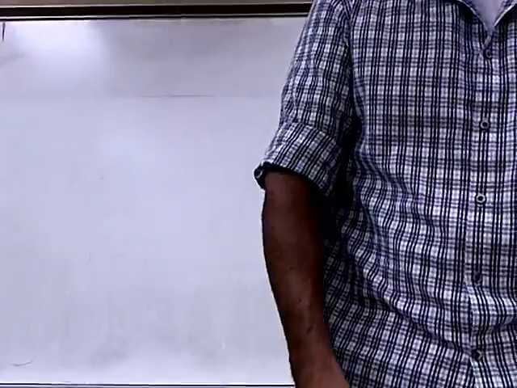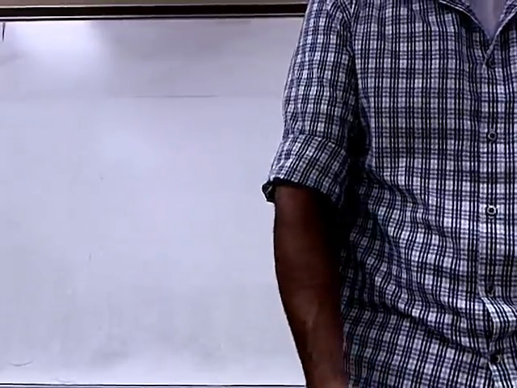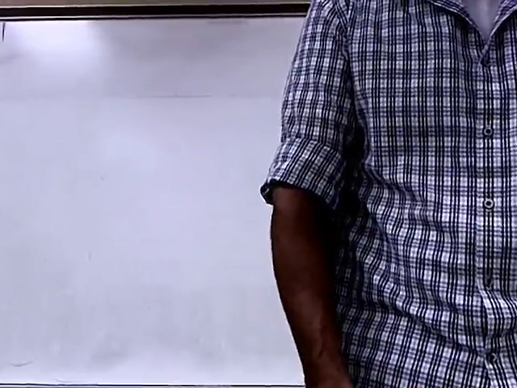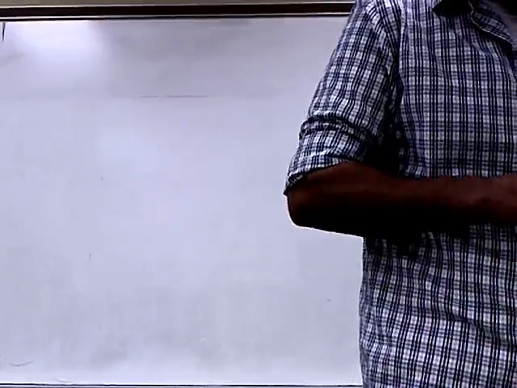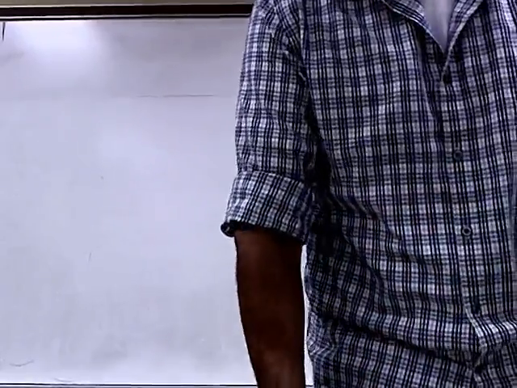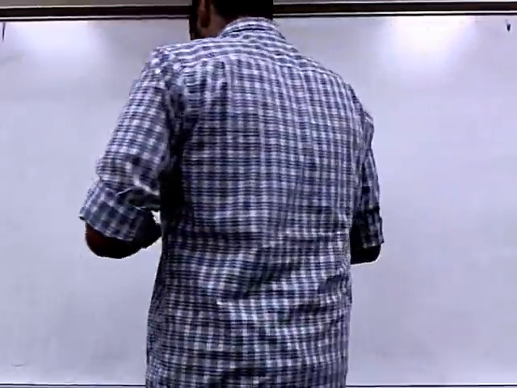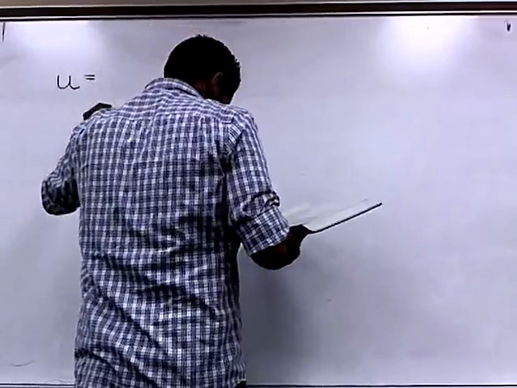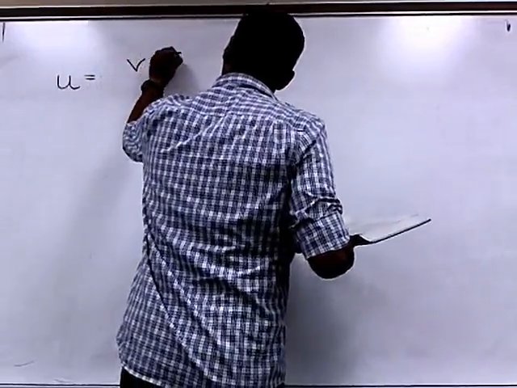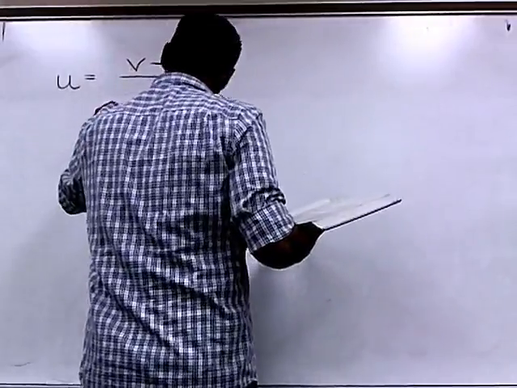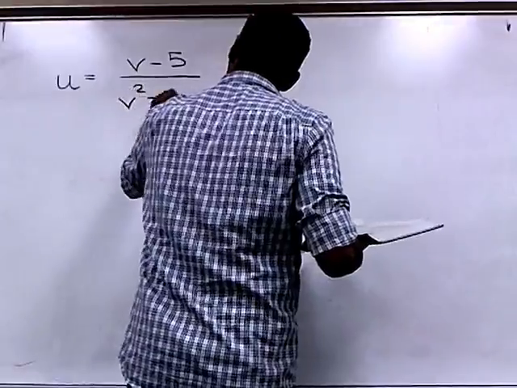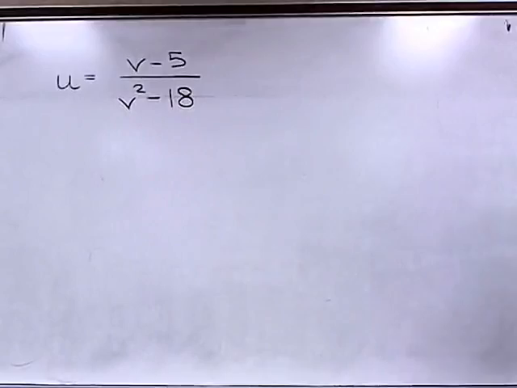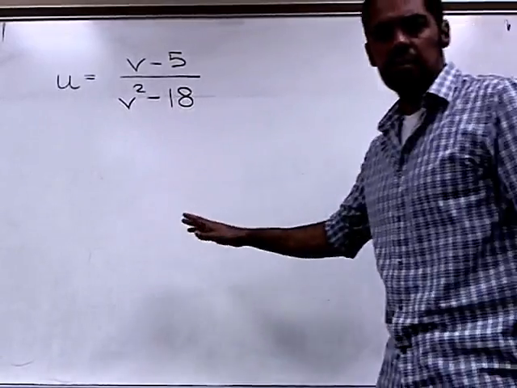Yes. Page 201, number 53. Determine the domain. That one? Yeah. Okay. So you're given u is equal to v minus 5 over v squared minus 18. And you're asked to find the domain of this.